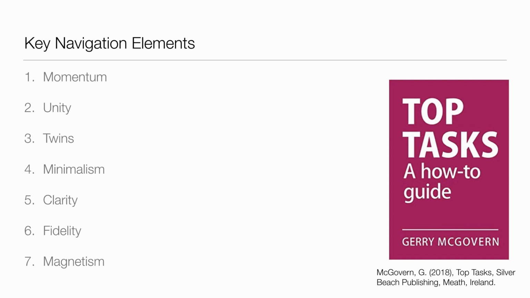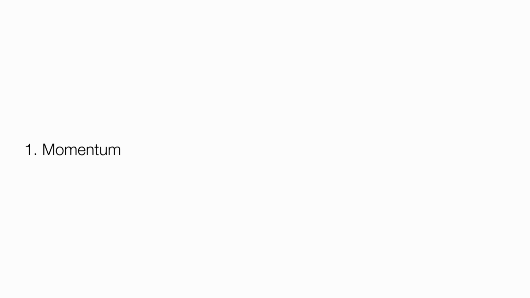So the 7 key principles are momentum, which is the user keeps working forward. Unity, things work together and they're grouped effectively. Twins, there is more than one way to do it. You can take 2 paths and we can design navigation that works for the way people think on those paths. Minimalism, reducing what you don't need. Clarity, having things clear. Fidelity, being effective. And magnetism, drawing people in. Now, what do I mean by all that? Let's take a deep dive and go through each one individually.